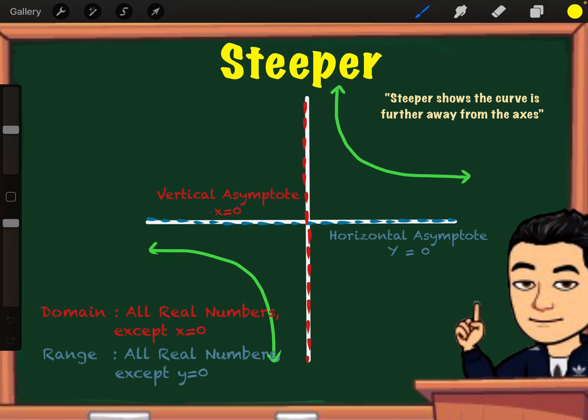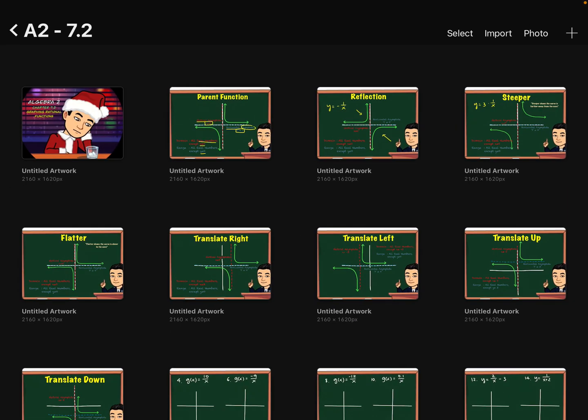Let's check out the steeper. Steeper means that you have a coefficient that is greater than 1. So for example, in here, you have 3 times 1 over x. In this case, what's going to happen is that originally my curve was closer to the asymptotes. Now it's going to be farther away. It got steeper, so it's a little bit more away. That's how you're going to show me. You don't have to show me a very accurate graph. Just show me that it's moving away from the asymptotes.